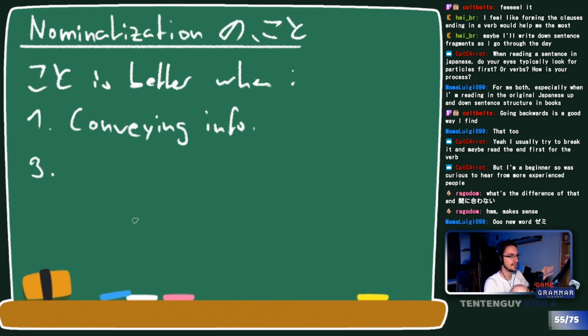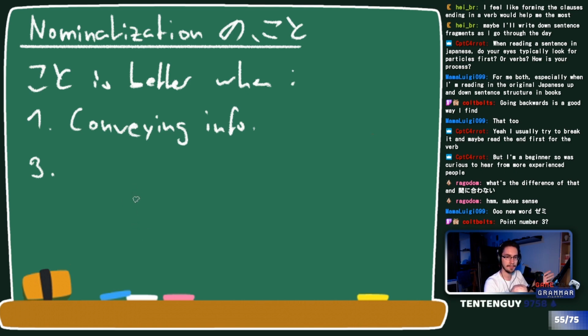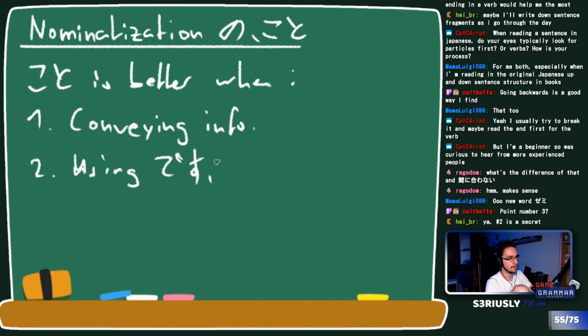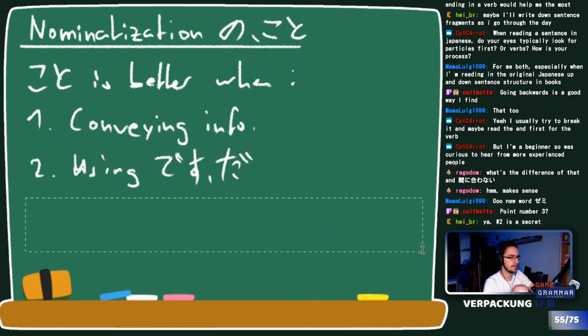But usually when you want to say, for example, we're going to look at the sentence about my hobby. Point number 2. Let's say you want to talk about your hobby, right? So, when using desu and da, okay? Using desu and da. So let's look at the sentence and you'll understand what I mean.